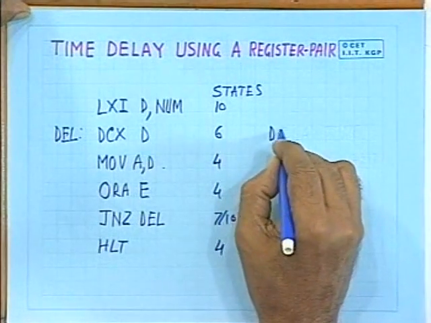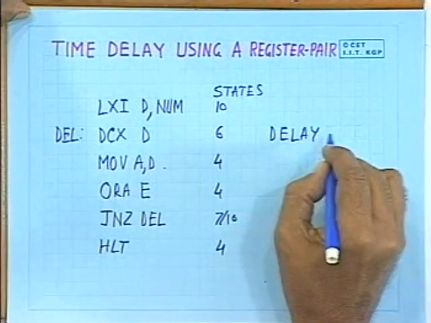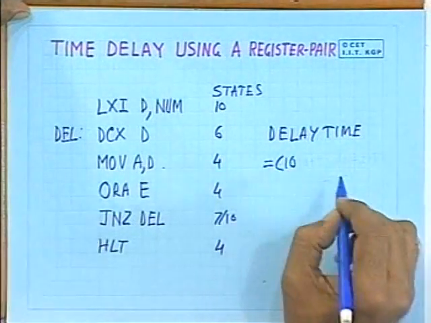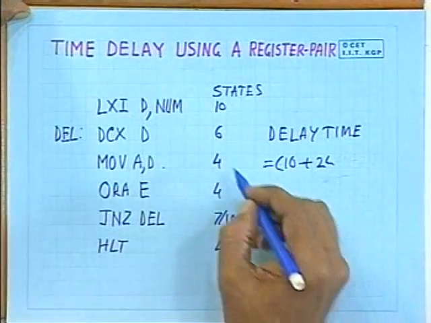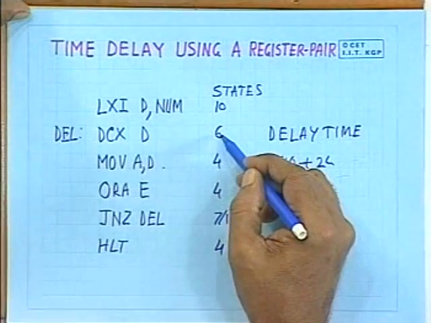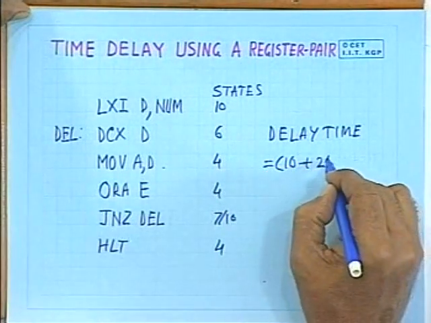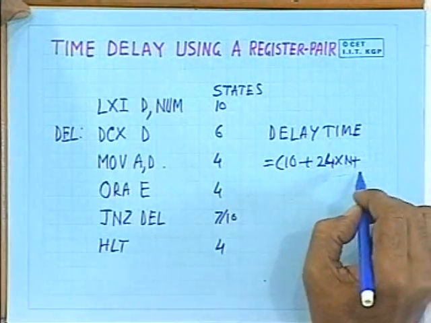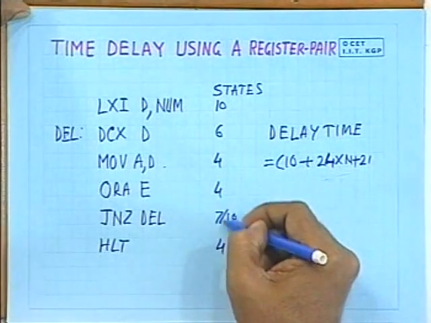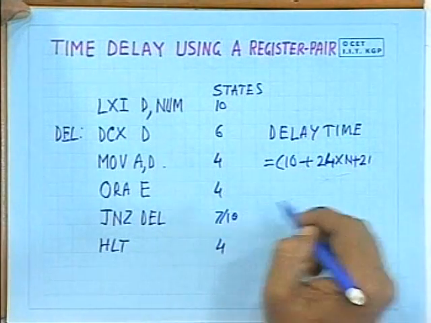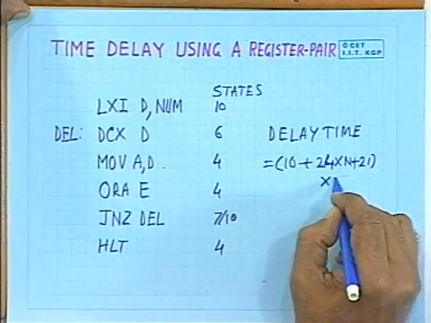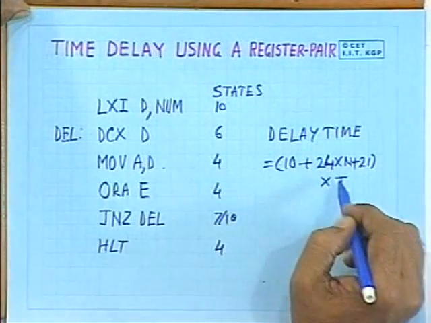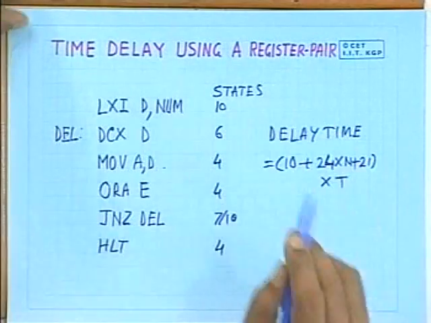So, the delay time you can easily compute based on this. Delay time will be equal to 10 plus 24 into the value of number plus 21. 24 is the total time for execution of one loop: 6 plus 4 plus 4 plus 10. Whenever it goes out at the last iteration, you require 3 clock cycles less, into T. That is the time required for the execution of this program. So, this is the delay time that will be generated by using a register pair.